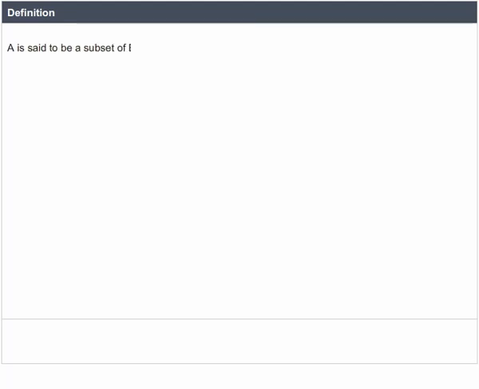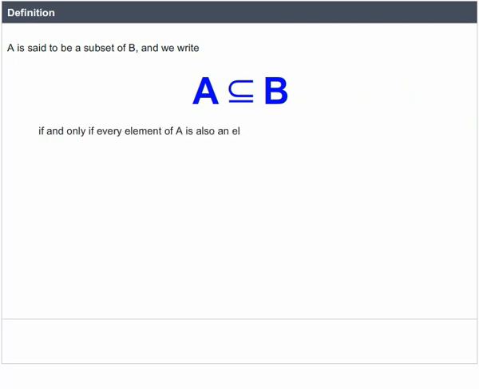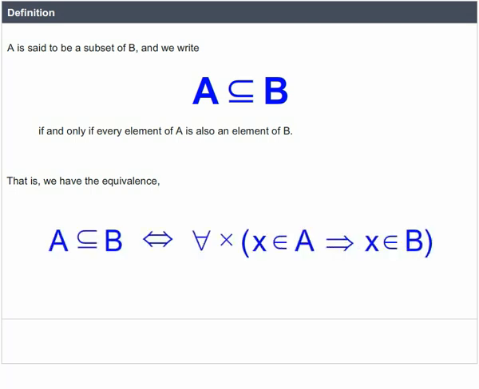Definition. A is said to be a subset of B, and we write A is a subset of B, if and only if every element of A is also an element of B. That is, we have the equivalence: A is a subset of B if and only if for every x, x belongs to A implies x belongs to B.